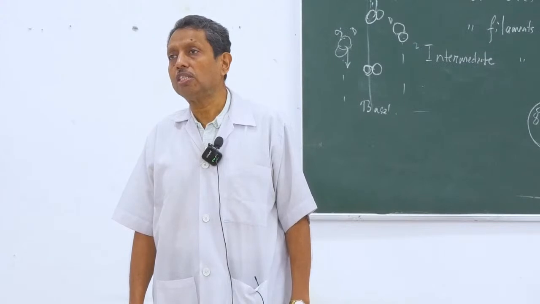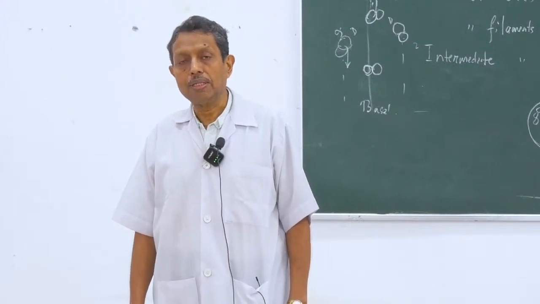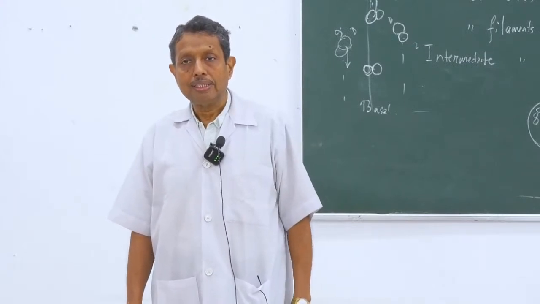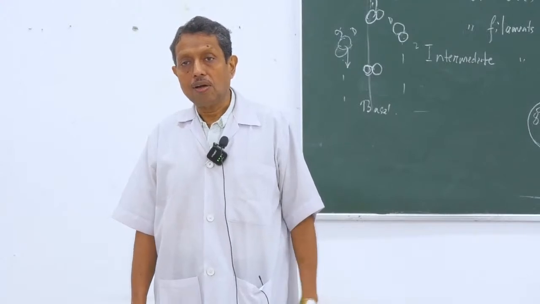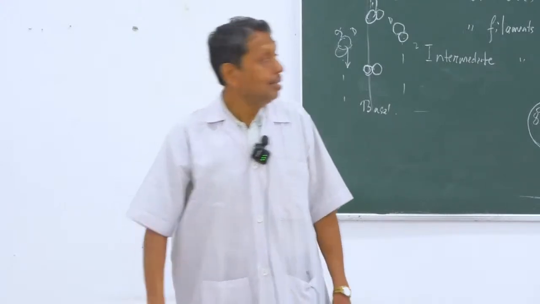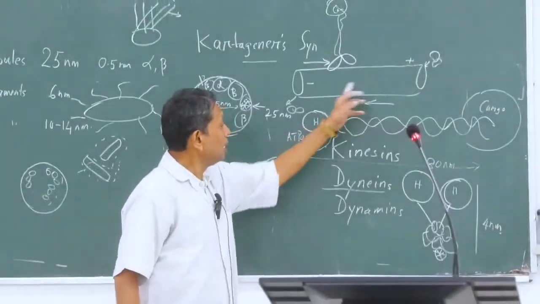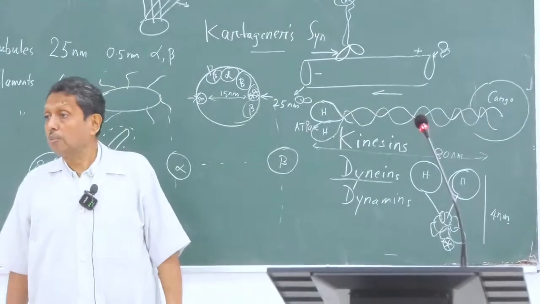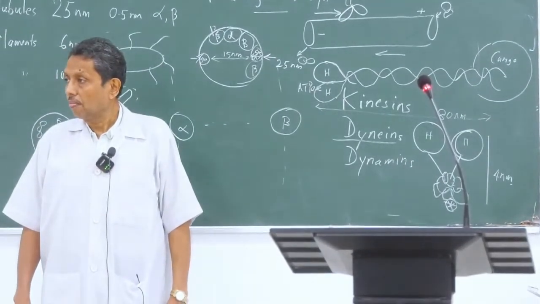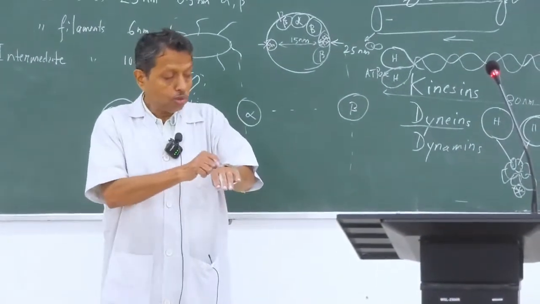Ciliary immotility syndrome is due to lack of these dyneins, called axonemal dyneins. And the dyneins that carry cargo from the positive to the negative end are called cytoplasmic dyneins. These are the molecular motors.